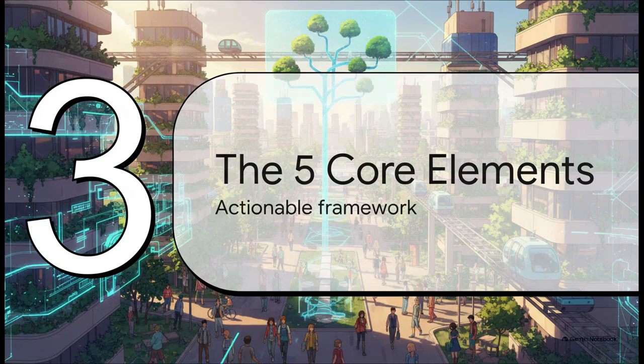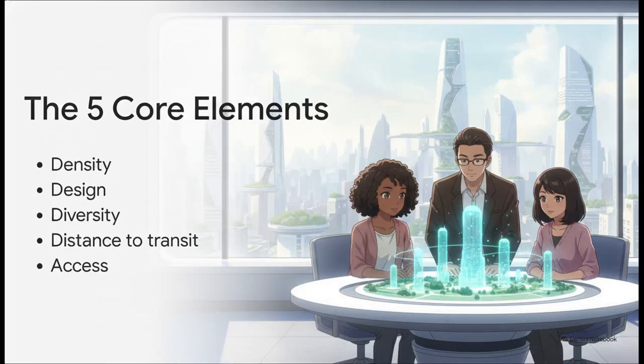Let's jump into part 3, the 5 core elements. To make this incredibly complex science actually actionable, urban planners rely on a structural framework known as the 5 Ds. Those are density, design, diversity, distance to transit, and destination accessibility. Every successful sustainable habitat absolutely must rigorously balance all 5 of these variables. Let's break down exactly how they work.